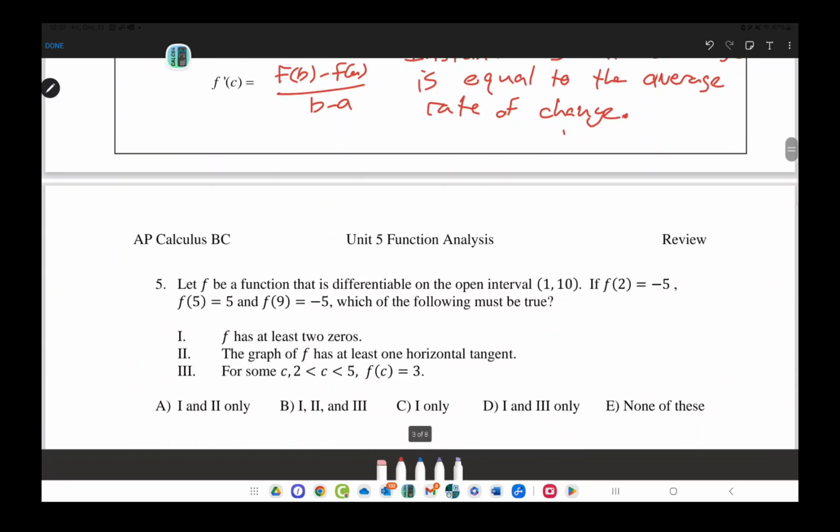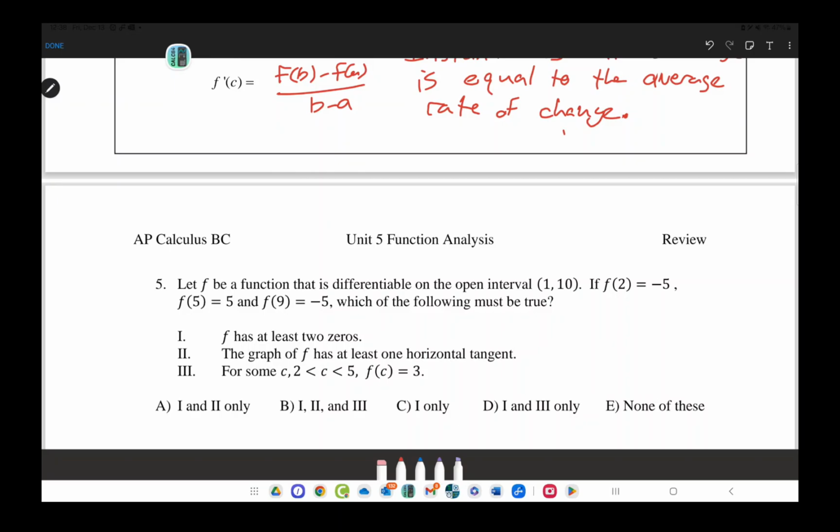All right. So let f be a function that is differentiable on the open interval from 1 to 10. Now again, if it's differentiable, what do we also know it is? Continuous. So if f of 2 is equal to -5, f of 5 is equal to 5, and f of 9 is equal to -5, which of the following must be true? Notice that we had an increase from 2 to 5, and then a decrease from 5 to 9. So f has at least 2 zeros. That must be true.